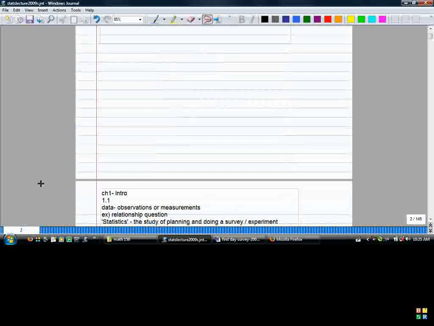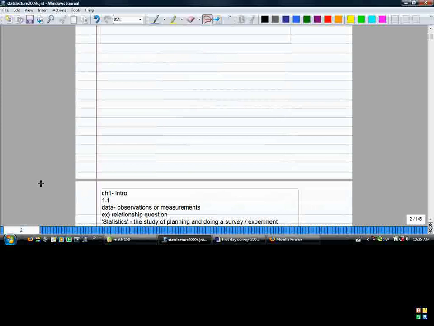Okay, so first of all, the technical definition of data is, we call it information. The definition of data is observations or measurements. For example, each piece of information comes from me, quote unquote, observing or measuring your answer.